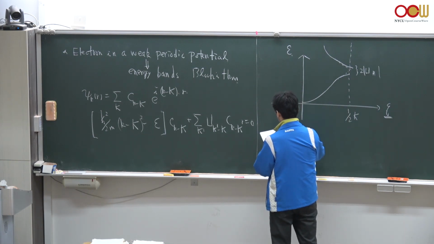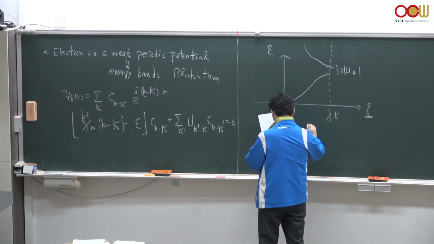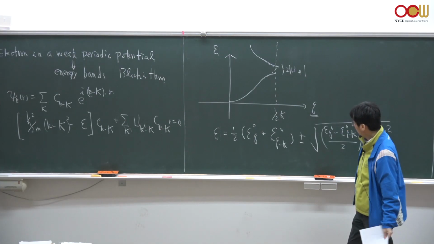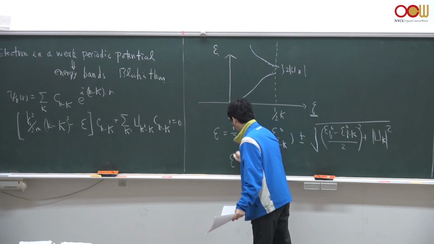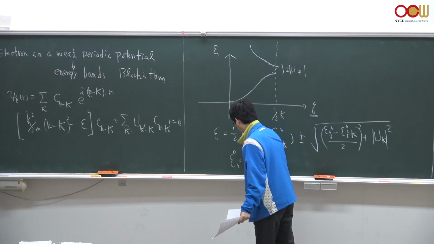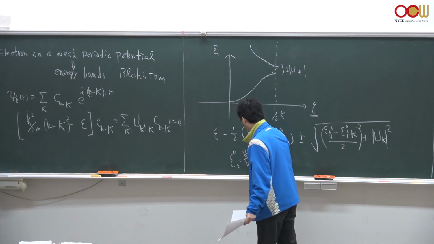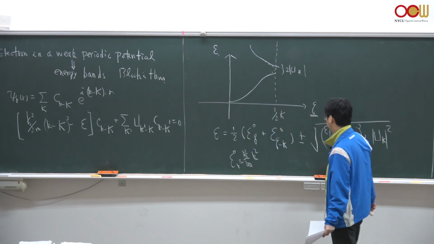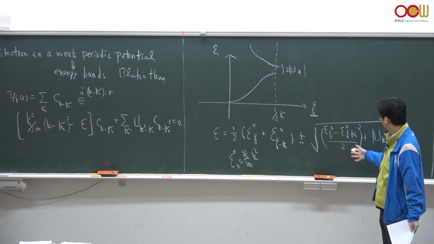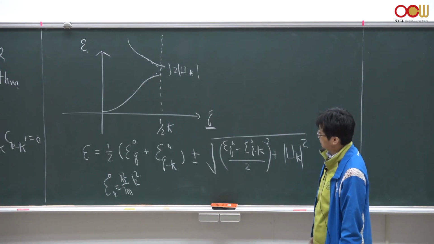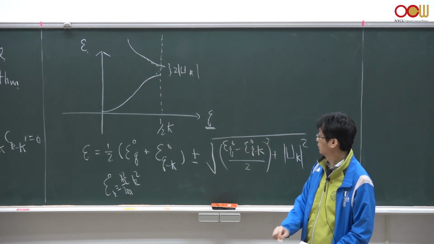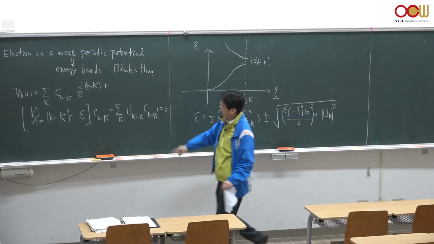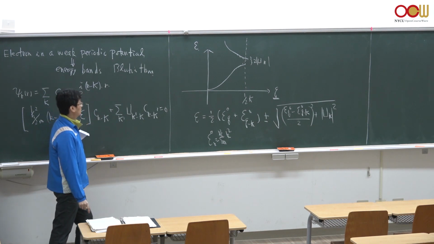we finally find that this epsilon is given by these two branches, where epsilon 0 as a function of q is actually the free electron kinetic energy, and this plus minus square root of this square plus square is the special feature because of the periodic nature of this potential.